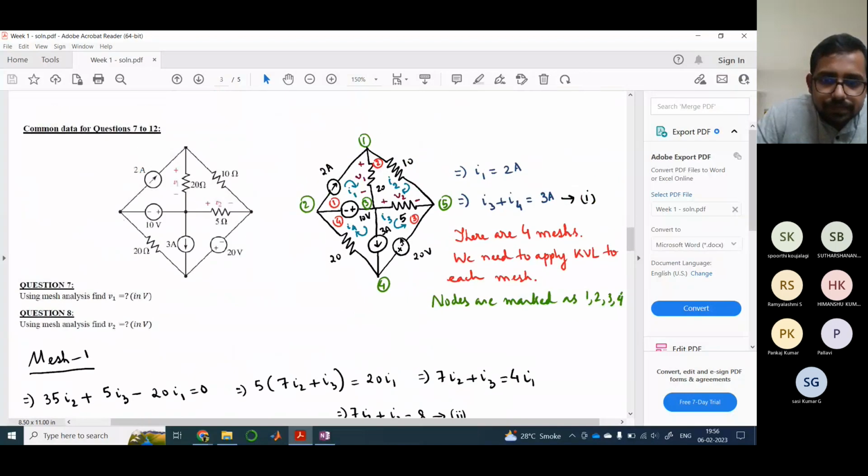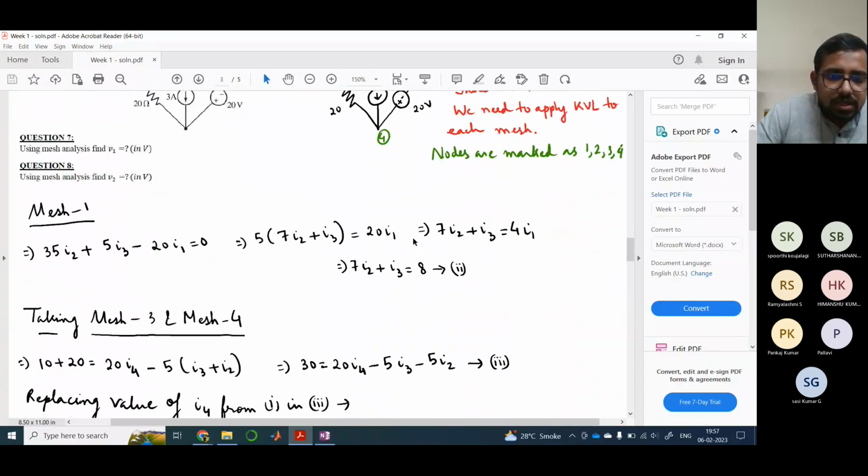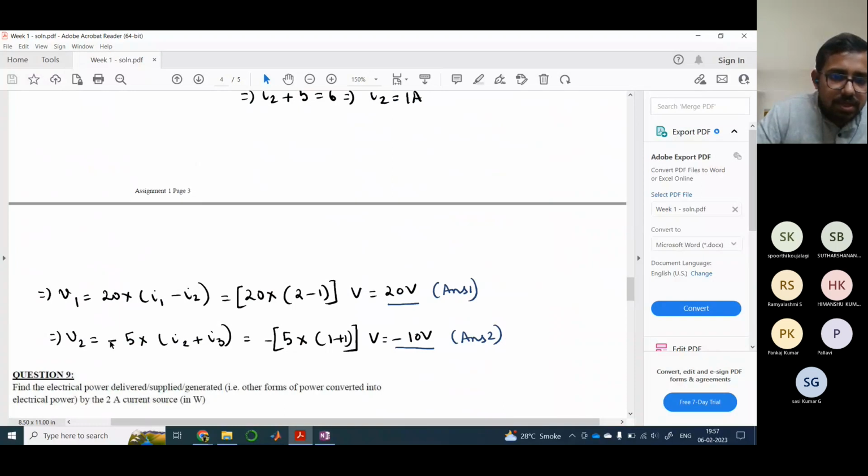Similarly, what would be V2? Look at the plus and minus signs here. Through this V2, both I2 and I3 were entering through the negative terminals, right? So V2 equals 5 into minus of I2 plus I3, because this was entering through the negative terminals. That is why I have taken this minus sign outside, and this would be minus 5 into I2 plus I3. So this would be minus 10 volts.